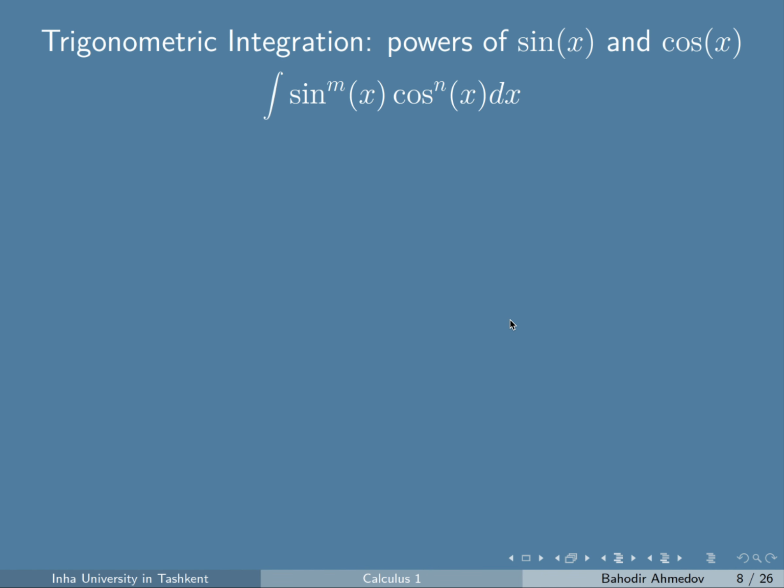So let's continue discussing our integration techniques with the trigonometric integration.